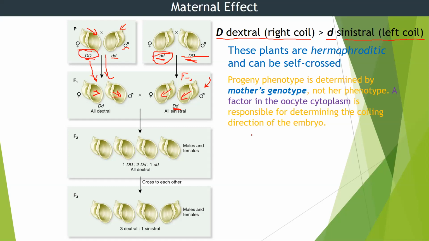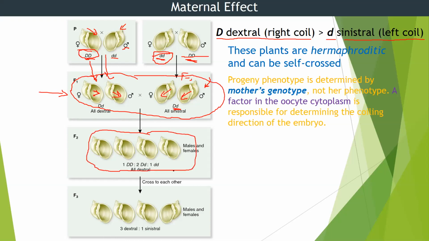Is that interesting? Now, when we do the intercross between the entire F1 progeny, what happens here? Everyone in the F2 progeny will show the right coin. So why is that? Can anyone tell me?